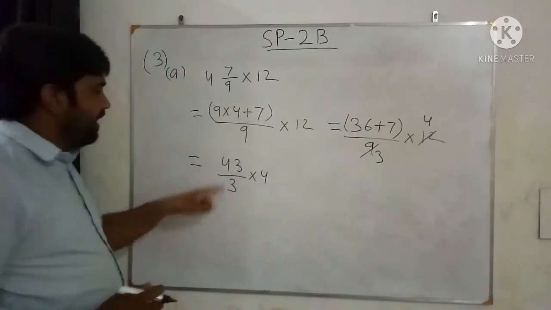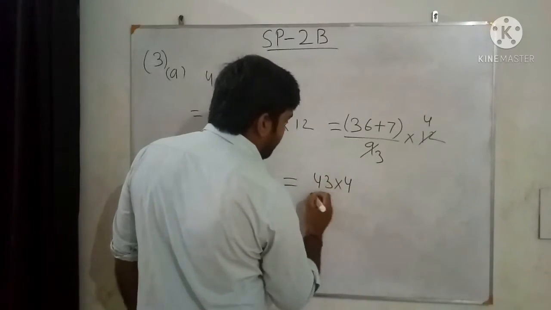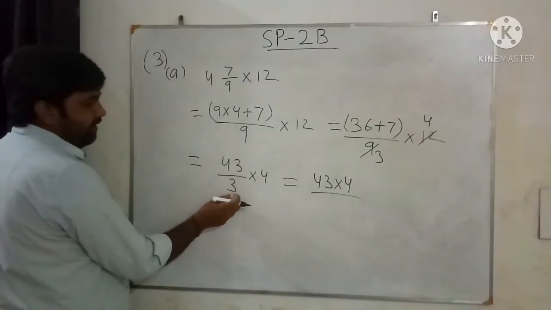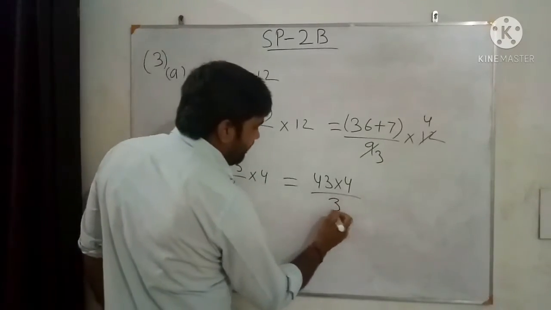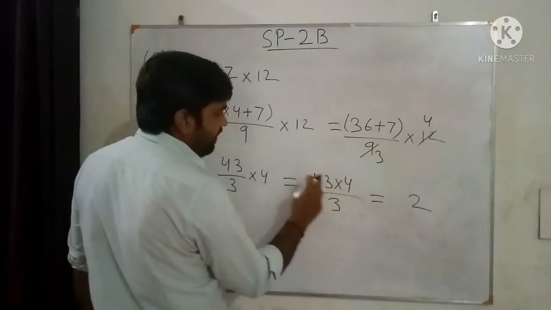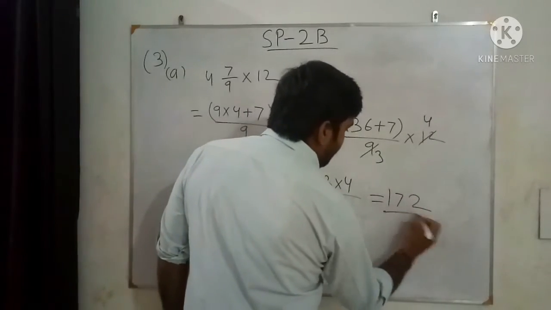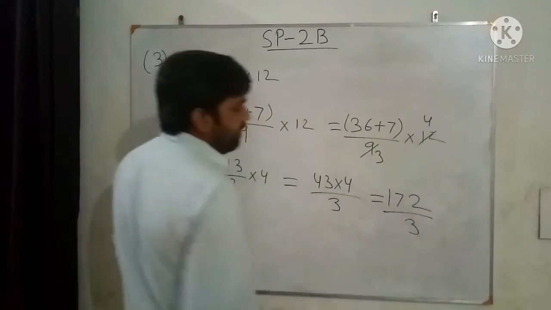So now we multiply. What do we get as the answer? Numerator will be multiplied with numerator, and the denominator will be 3 only. So when you multiply 4 3s are 12, 2 carry 1, 4 4s are 16, 17, 2. So 172 by 3. Now 7 plus 2 is 9, plus 1 is 10. This is not divisible by 3.